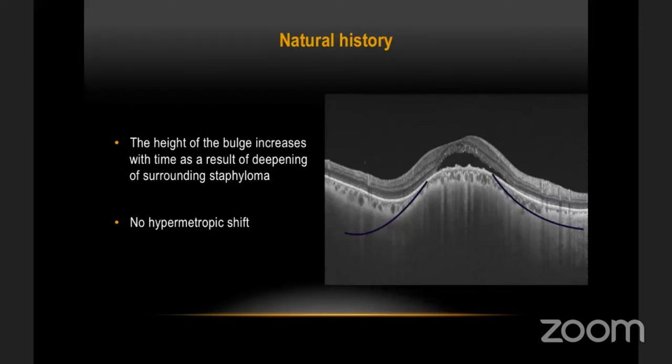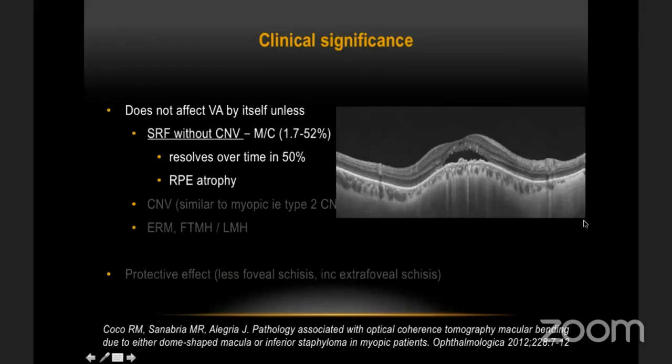So the height of the bulge increases with time as a result of the deepening of the surrounding staphyloma. This is not accompanied by a hypermetropic shift. What is the clinical significance of DSM?